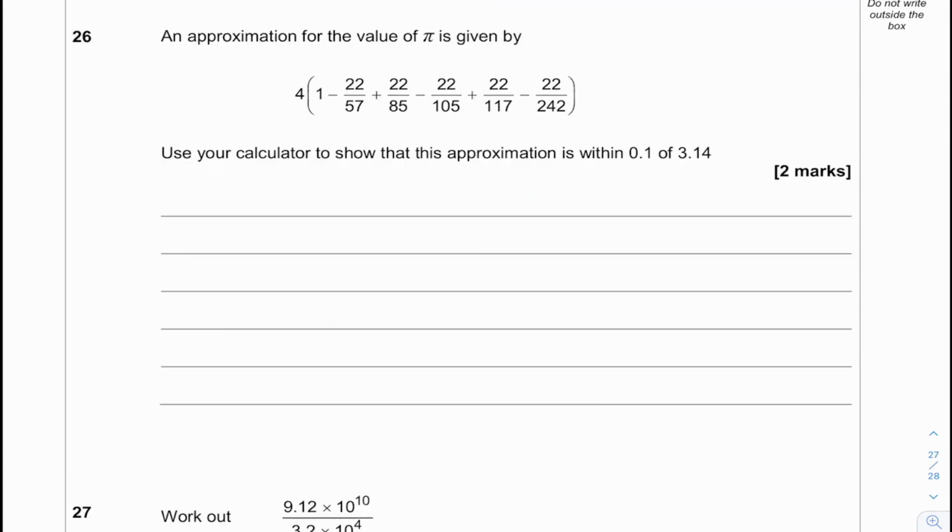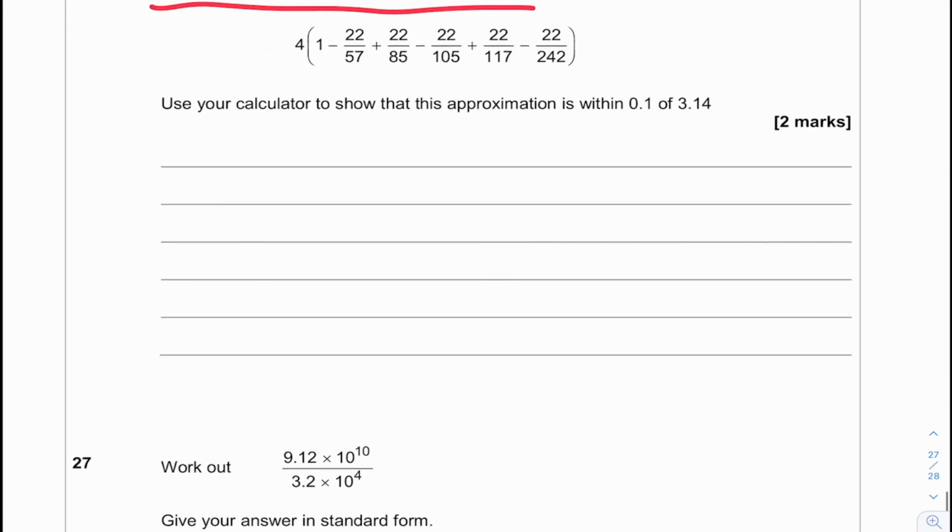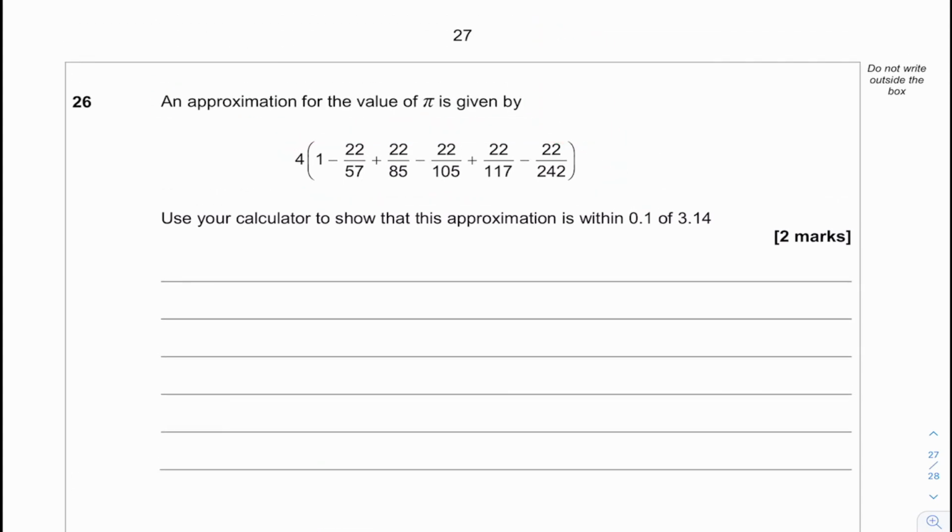Question 26, we are given an approximation for the value of pi, as seen in this expression here, and we then need to use our calculator to show that this approximation is within 0.1 of 3.14. So basically we need to work out what this expression gives us and then make sure that it's within 0.1 of 3.14. So this is simply a case of typing this expression into your calculator and making sure you do it carefully and correctly.